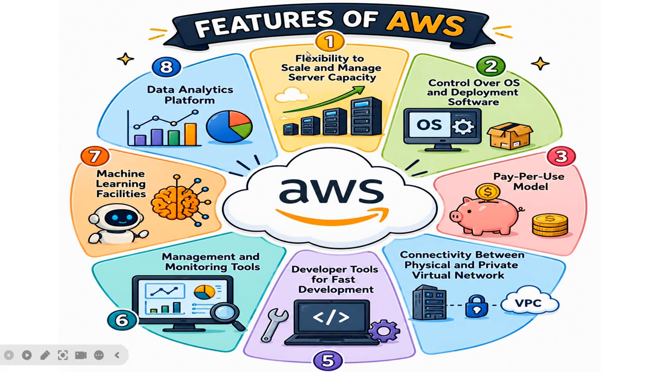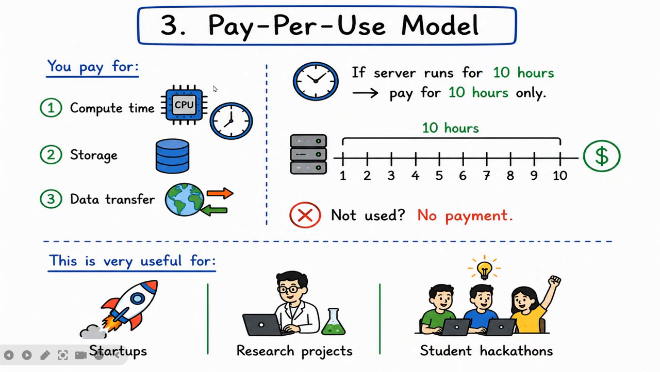In the previous video, we have seen the first two features of the AWS, that is the Amazon Web Services. In this video, we'll see the next two features, that is the pay-per-use model and connectivity between physical and private virtual network. So the third feature is the pay-per-use model.